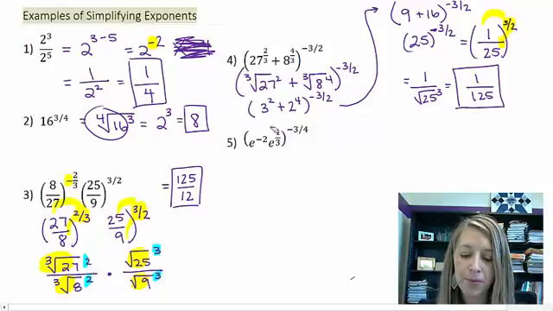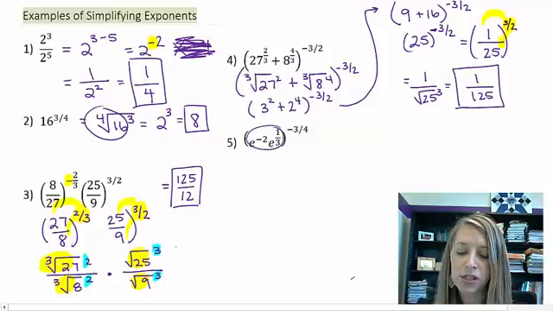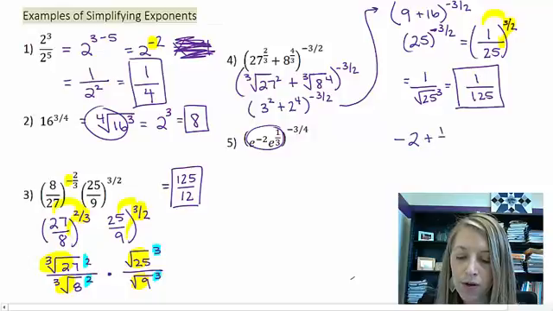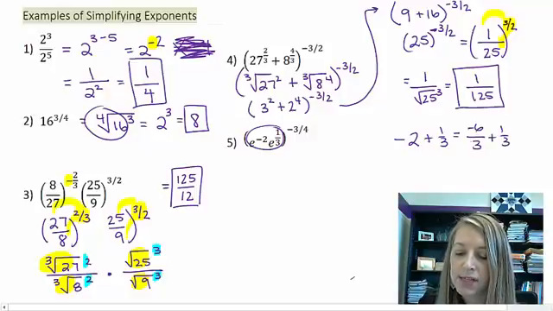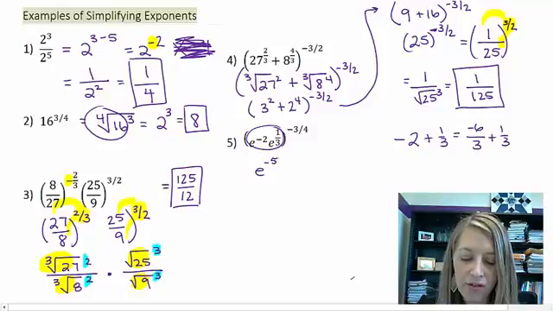I'm going to follow my PEMDAS rules, and I'm going to simplify the inside of my parentheses first, and I do that by adding my exponents. So I need to add negative 2 and 1/3. To add fractions, I need a common denominator. My common denominator is 3. So this is the same thing as negative 6/3, because that's equivalent to negative 2 plus 1/3. So that gives me e to the negative 5/3.